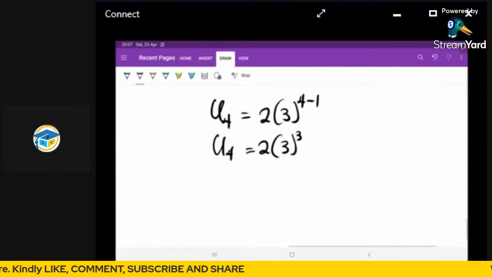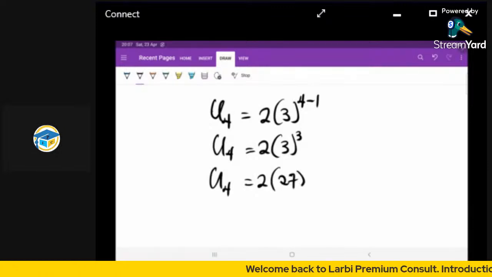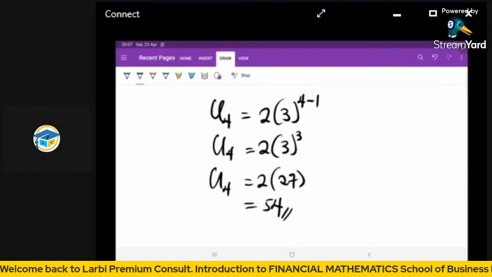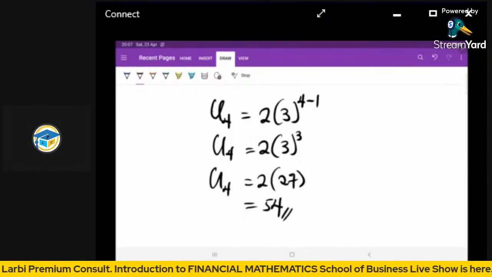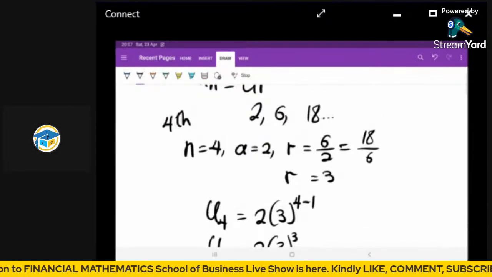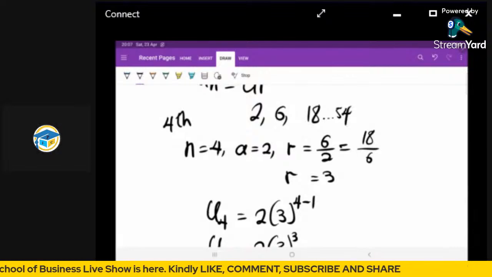So therefore we can say that U4 is going to give me 3 to the power of 3, which gives me 27. So I can say that here is 54, and that's going to be the term for U4 in this sequence. So for you to find, U4 is actually 54. So 54 is the fourth term of this sequence.